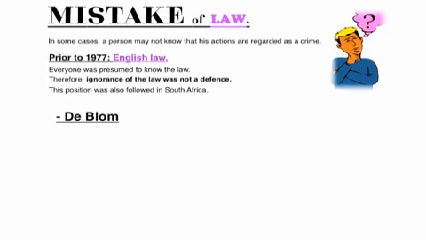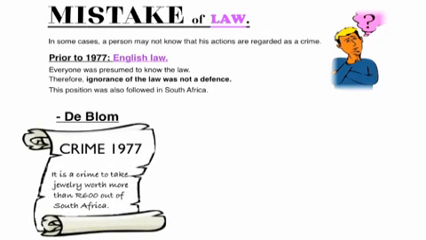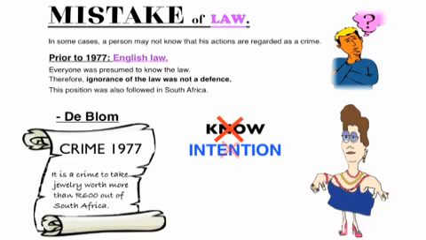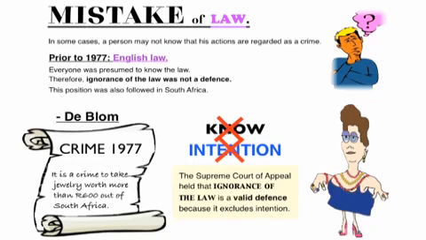The case of De Blom. At the time of this case, it was a crime for a person to take more than 600 rand worth of jewelry out of the country. The accused stated that she had not known that this was a crime. The Supreme Court of Appeal held that ignorance of the law is a valid defense because it excludes intention.